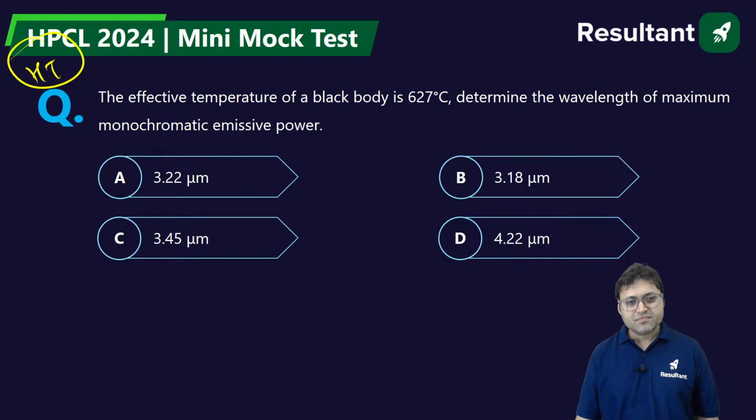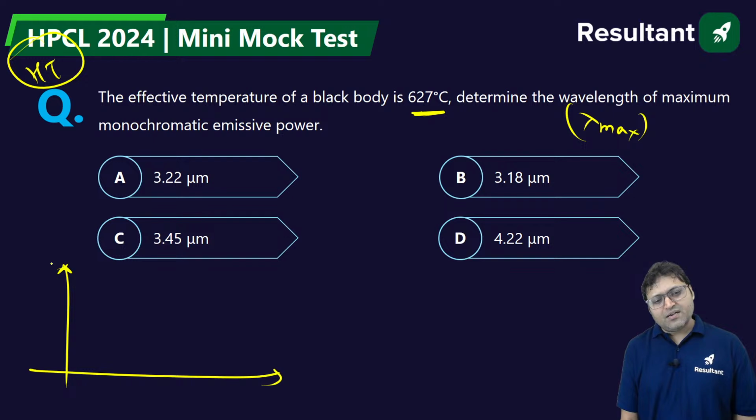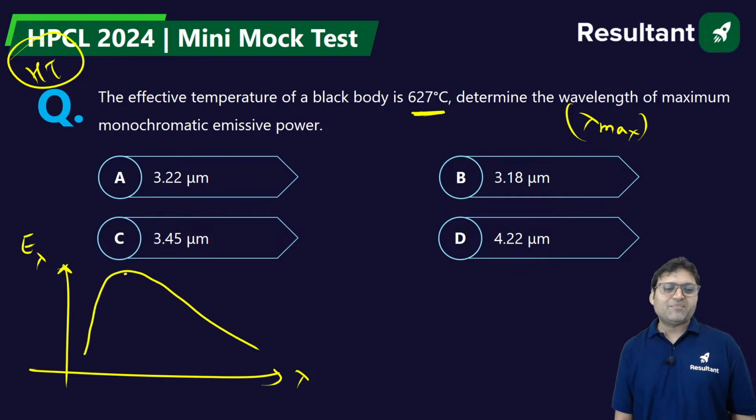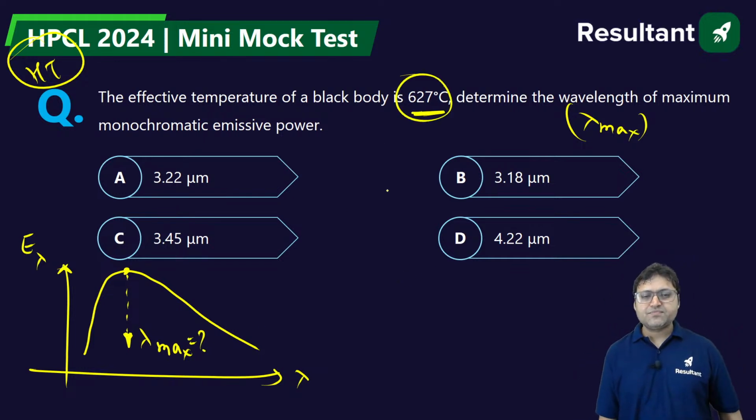The effective temperature of a black body is 627 degrees Celsius. Determine the wavelength of maximum monochromatic emissive power, the wavelength corresponding to maximum emissive power. If you draw the diagram for emissive power versus lambda, the curve will be something like this. This is the point of maximum emissive power, and corresponding to this we call it lambda max. So we need to find lambda max corresponding to this temperature.